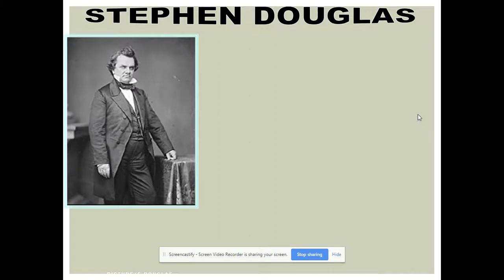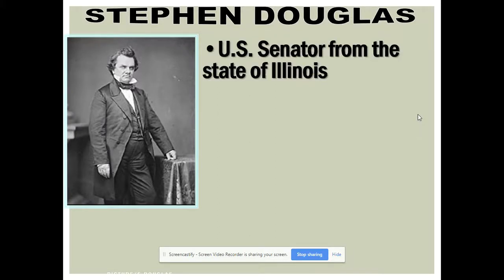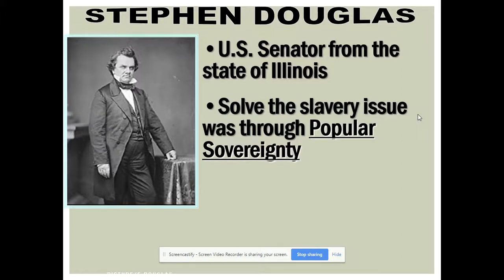So a famous congressman at this time is named Stephen Douglas. We won't hear about him after the American Civil War because he dies, I believe, from a horse carriage accident during the war. But he was a famous congressman from the state of Illinois, a Democrat.